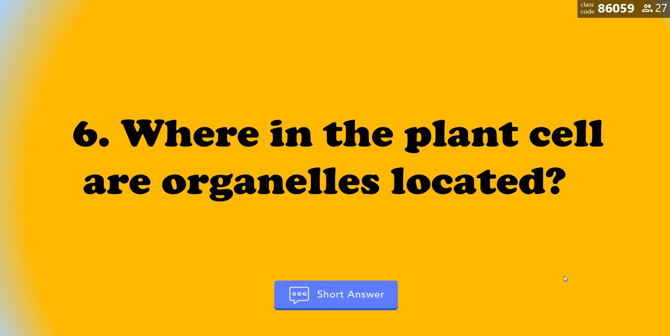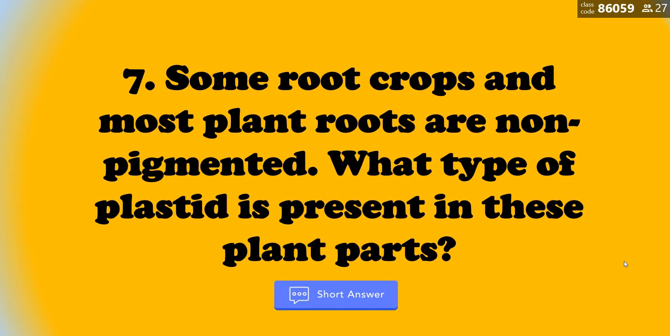So let's have this a short answer. Where in the plant cell are organelles located? Okay, that's correct. It is in the cytoplasm. How about number 7? Some root crops and most plant roots are non-pigmented. What type of plastid is present in these plant parts? Very good. That is leucoplasts.